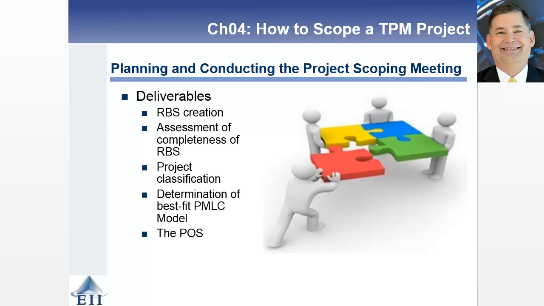Then there's the project classification: what quadrant is the project going to be in, of our 4 quadrants? Is it traditional? Is it going to be agile? Is it going to be extreme? Or is it going to be an emergency project? And then from there, what's going to be the best fit project management life cycle model from within that quadrant? And then finally, you've got to write that one-page project overview statement. We'll look at that.